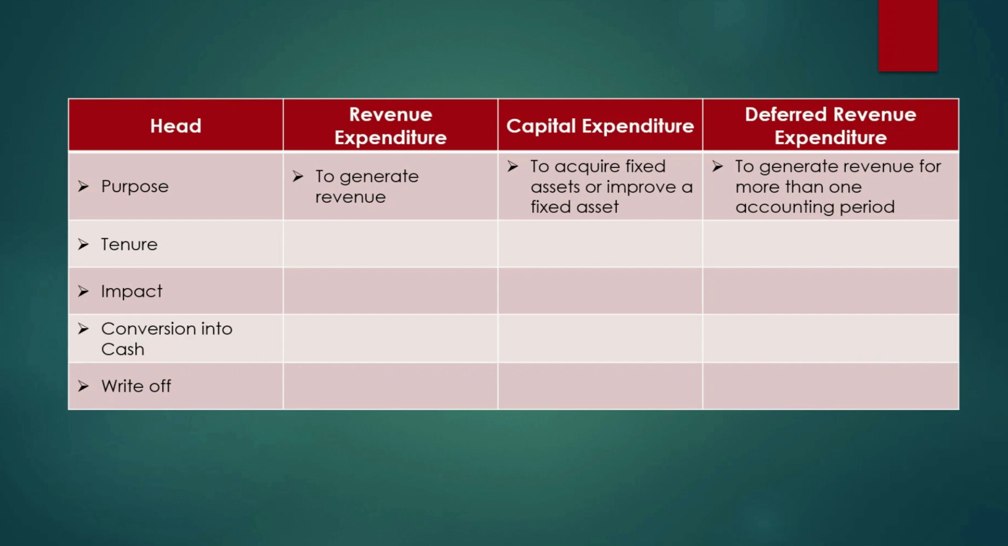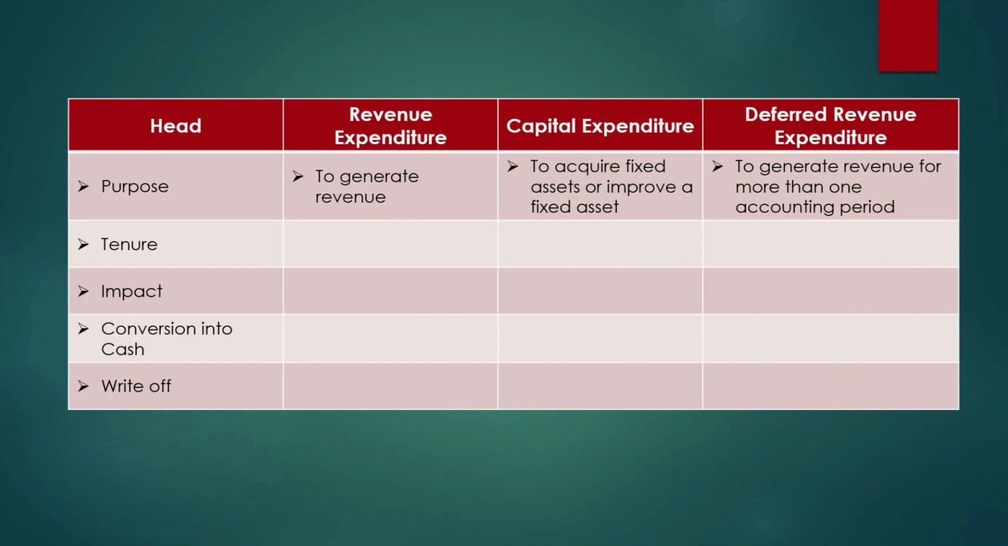Deferred revenue expenditure. As the name suggests, it's again a revenue expenditure, but the impact of this revenue expenditure can be availed for multiple accounting periods. Usually, the amount of such expenditure is very high, so it will have to be charged to the profit and loss for multiple periods. It can be between 2 to 3 years.